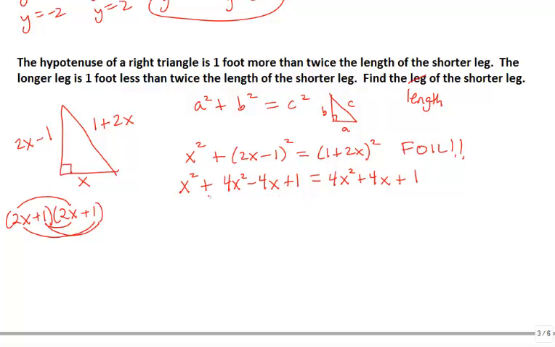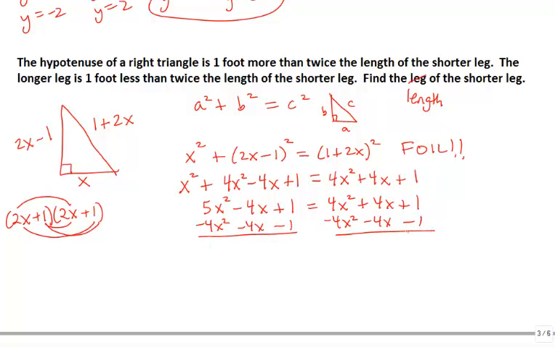Now we have some like terms here that we need to combine. So this is going to become 5x squared minus 4x plus 1 equals 4x squared plus 4x plus 1. And we want to get a 0, so I want to move everything over to one side. And again, I prefer to have a positive leading term. So I'm going to subtract the 4x squared over to the left side, which means I also want to subtract the 4x and the 1 as well. Be very careful with your signs here. You should be getting 0 on the right side.